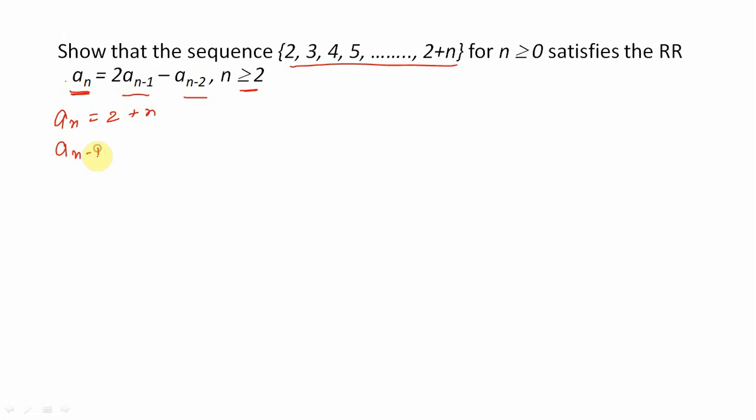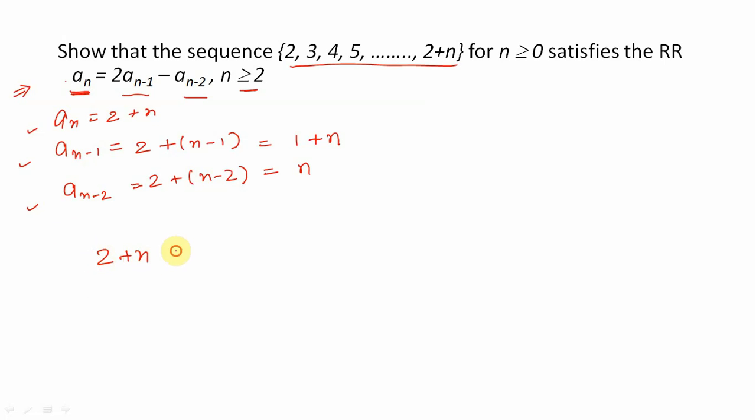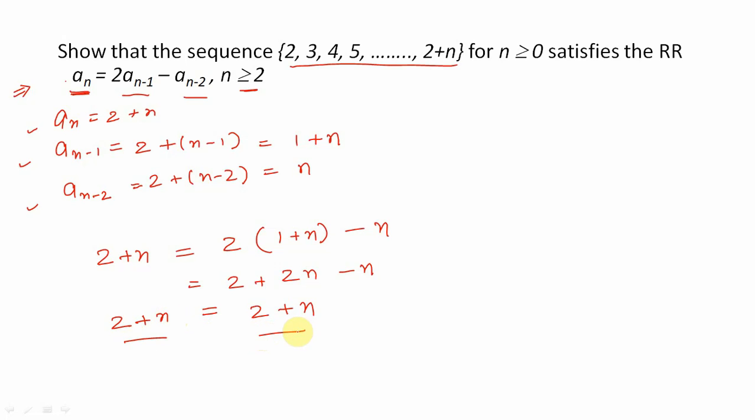So now an minus 1 will be equal to 2 plus n minus 1, that is equal to 1 plus n, and an minus 2 will be 2 plus n minus 2, that is equal to n. Now I've got the values of an minus 1 and an minus 2. Now let us put all these three values in this expression. So an is equal to 2 plus n, is equal to twice of an minus 1, that is 1 plus n, minus an minus 2, that is n. So let's solve the right hand side. I get 2 plus 2n minus n. So I get 2 plus n. LHS was also 2 plus n. So left hand side is equal to right hand side.